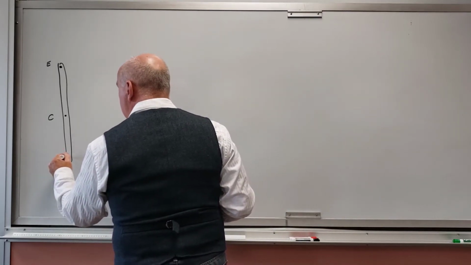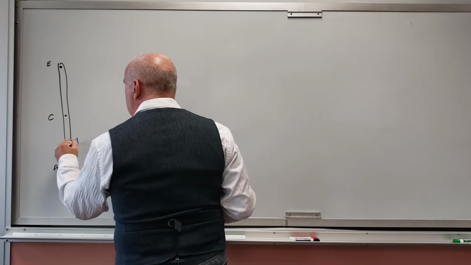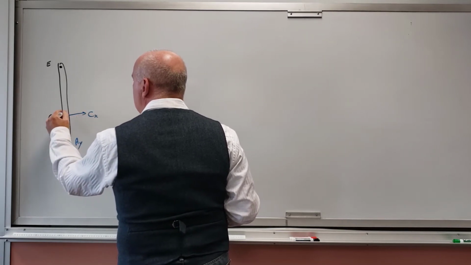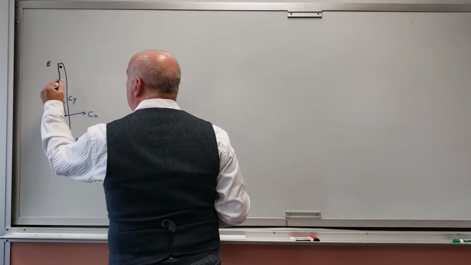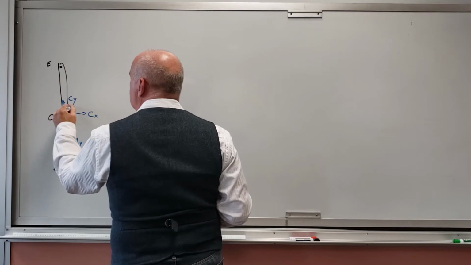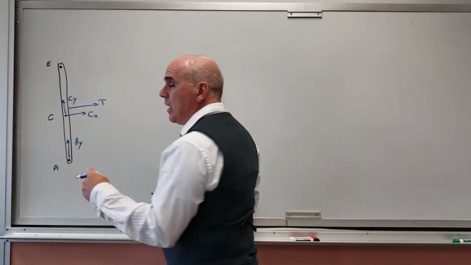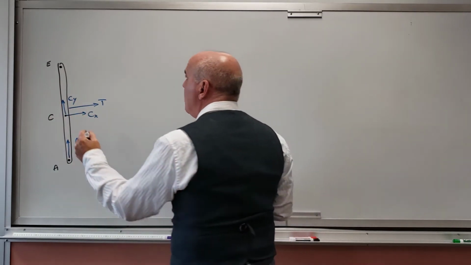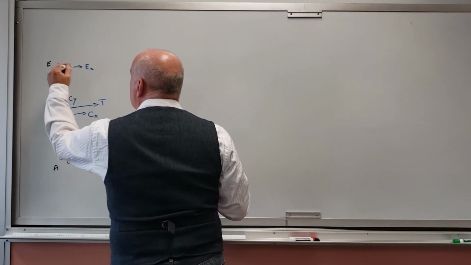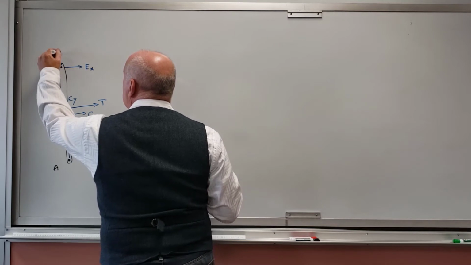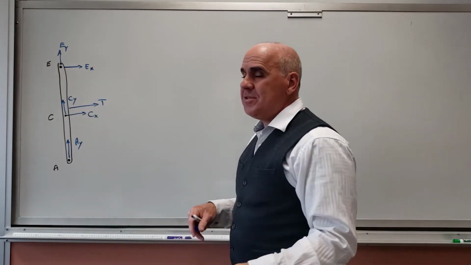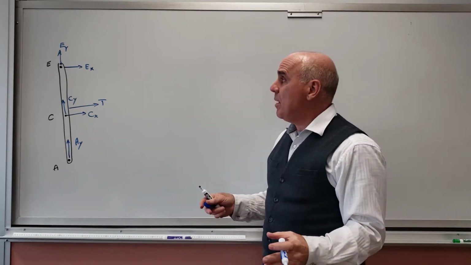We've already done A. So that's A sub Y, and that's a known. And then I have a CX and a CY. And I've also got a tension here, T, which I know is 100 pounds. And then I have an EX and an EY. All right, so this is not a 2-force member or a 3-force member.